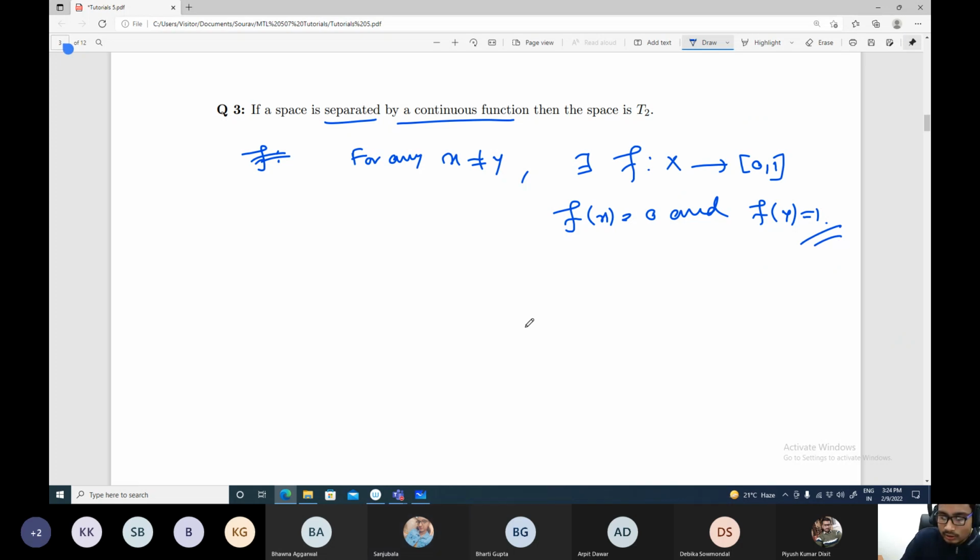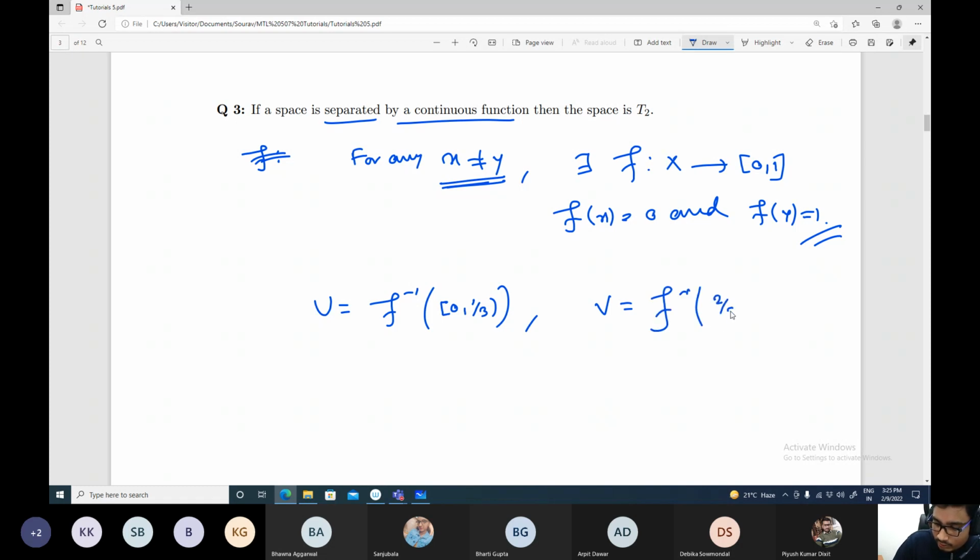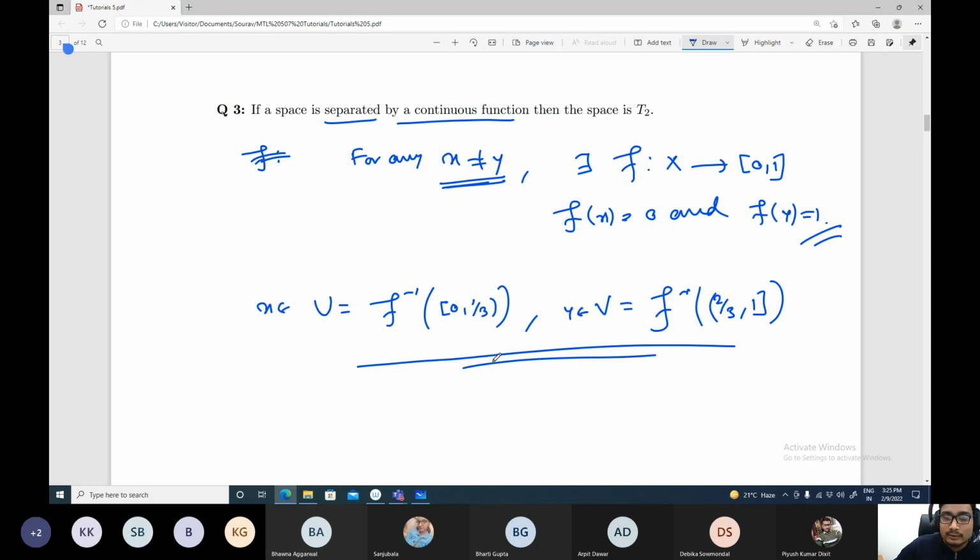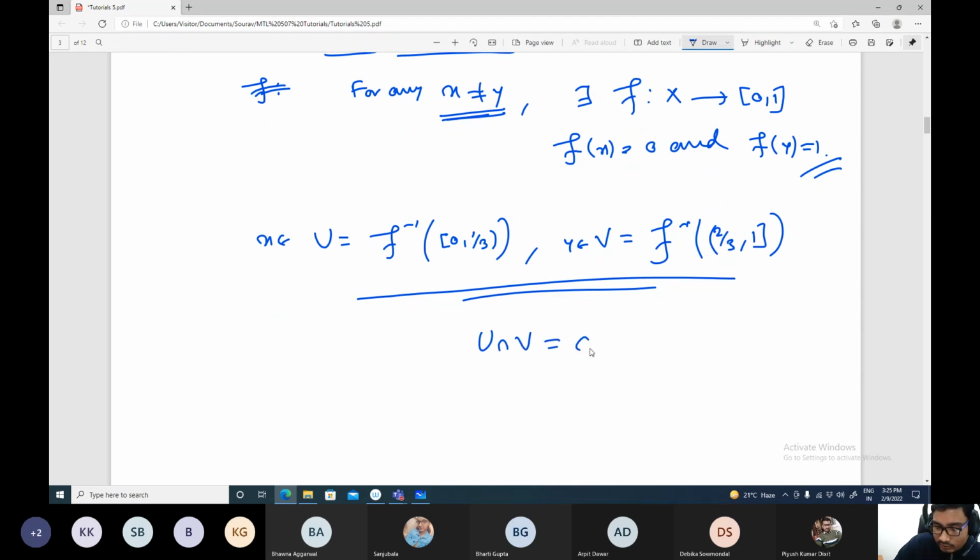So for these two elements which are not equal, what should be the disjoint open sets containing them? It is simply f inverse of (0, 1/3), this is our U, and your V will be f inverse of (2/3, 1), right? So verify that these two are open sets, that x is in U and y is in V, and that these two are disjoint, so U intersection V is equal to empty set.